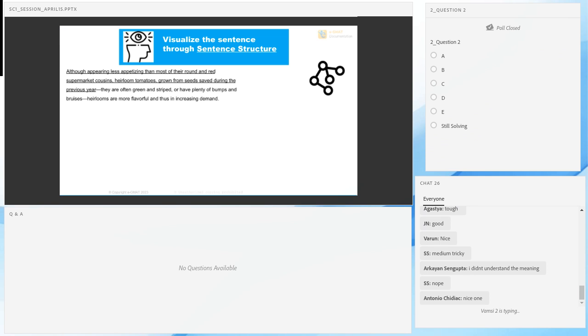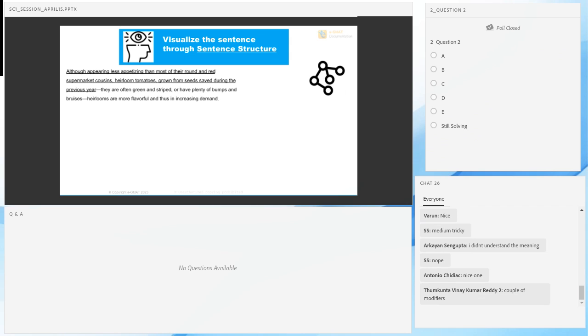So let's look at this. Now, this is a pretty involved sentence structure. What do I mean by that? There is a lot going on over here. And this is where the second way of visualizing comes about, which is through sentence structure.